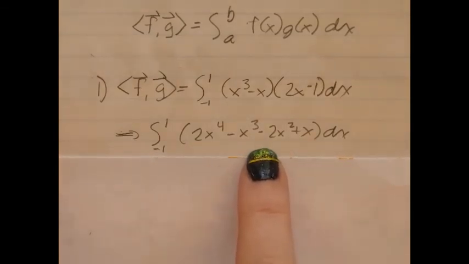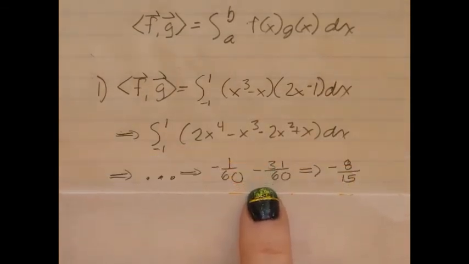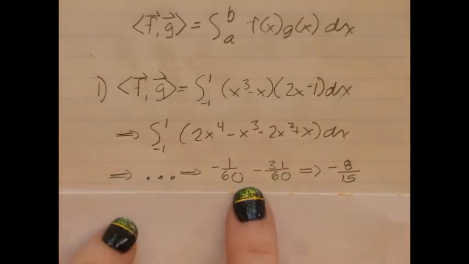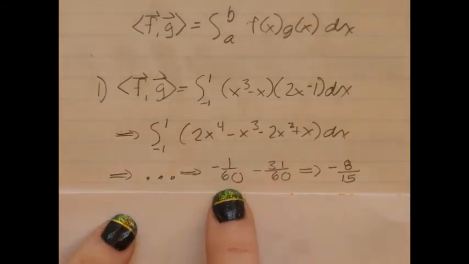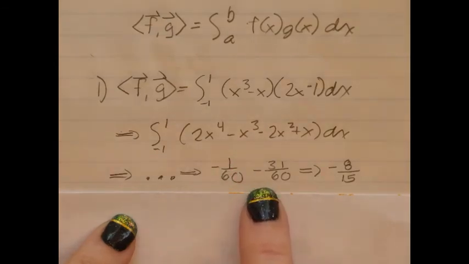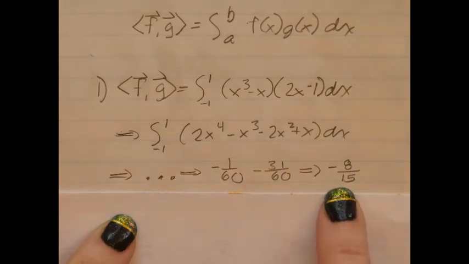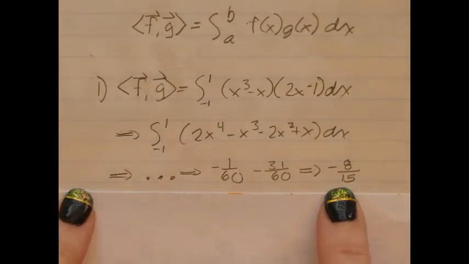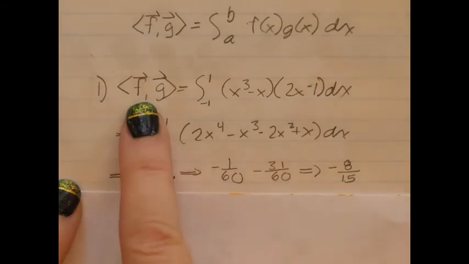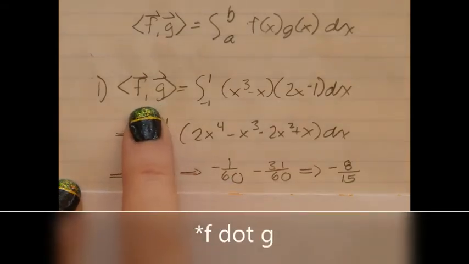Now, you guys know how to do calculus. So I'm going to skip to the very end. And once I put in my bounds, I'm going to first get negative 1 over 60. And in the second one, when I subtract my lower bounds, I get 31 over 60, and that gives me negative 8 over 15. So that is the numerator, f times g.